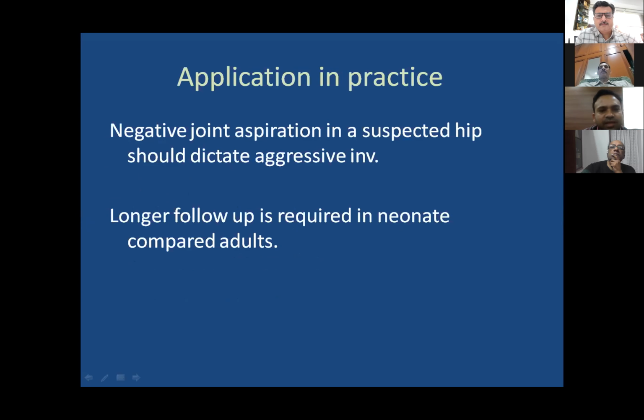The application in practice is that a negative joint aspiration is not a sign that septic arthritis is not there. They should be aggressively investigated and proceed accordingly. Longer follow-up is required in neonates as compared to adults, because in adults, as the paper says, after 1 year, if there is no complaint, then we can stop following up the patient. But in neonates, even after 3 years of follow-up, they found changes in the joint, so they need reconstructive procedures.